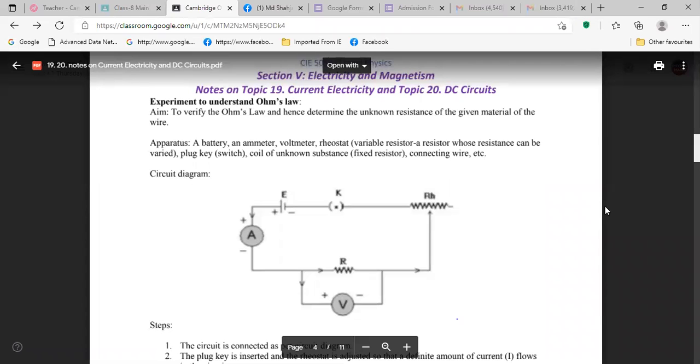So Farabi, you read the experiment from the beginning. Experiment to understand Ohm's law. Aim: to verify Ohm's law and hence determine the unknown resistance of the given material of the wire. Apparatus: a battery, an ammeter, a voltmeter, a rheostat, a variable resistor, a resistor whose resistance can be varied, a plug key, a switch, a coil of unknown substance, a fixed resistor, connecting wire, etc.